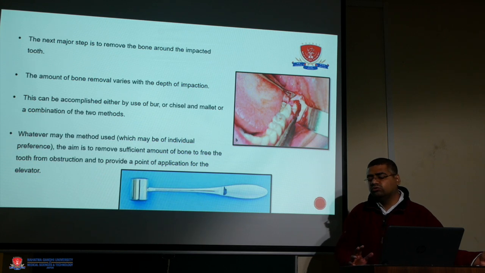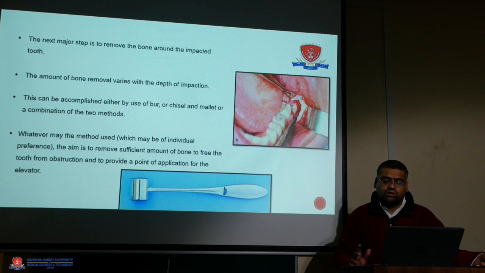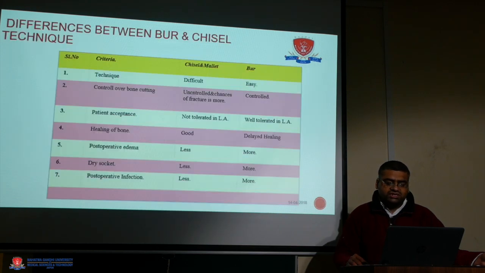Bone removal is done by two things: one is chisel and mallet, and the other is burr. Chisel and mallet is now an outdated technique, so we usually use a burr, and nowadays, to save the important vital structures, we can use piezoelectric also. So these are the advantages and differences between the techniques. Chisel is difficult, burr is easy.